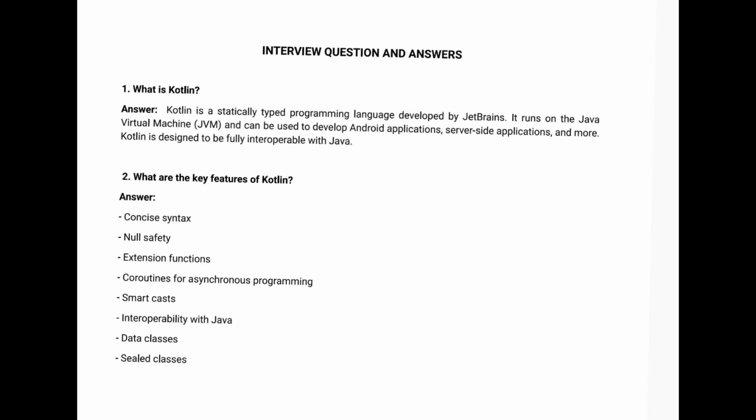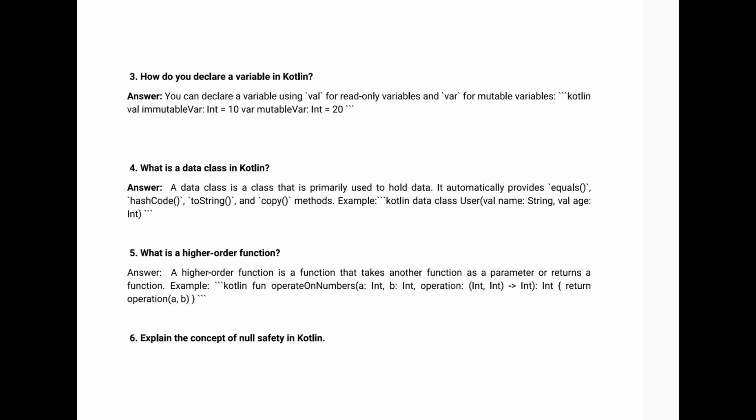3. How do you declare a variable in Kotlin? Answer: you can declare a variable using val for read-only variables and var for mutable variables. Kotlin: val immutable = 10, var mutable = 20.